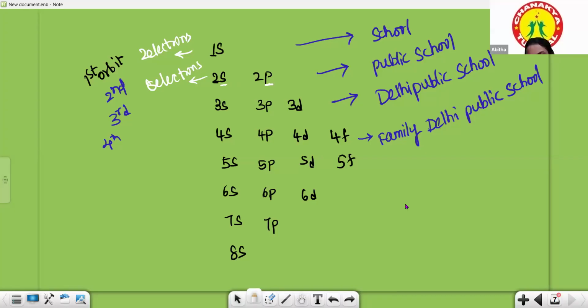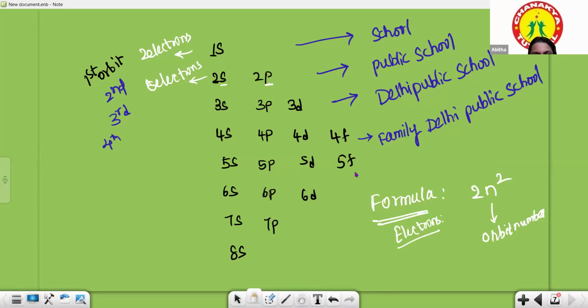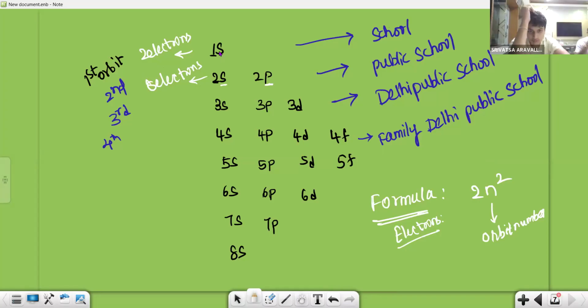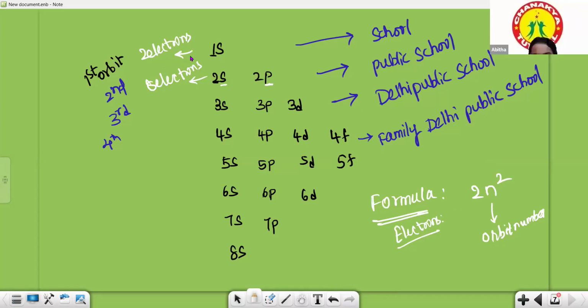In the you can use a formula here, which is 2n squared. N stands for orbit number. So how many electrons can be filled in an orbit? This formula helps to find the number of electrons you can fill in an orbit. In the first orbit, what is the n value? N value is the orbit number.